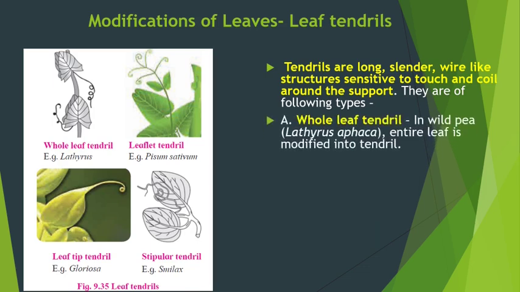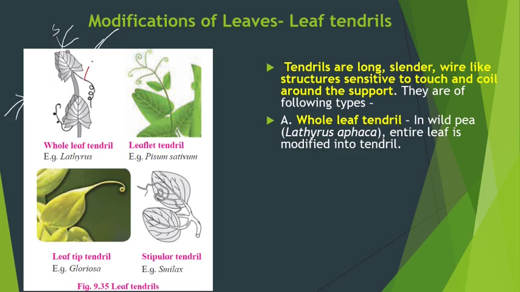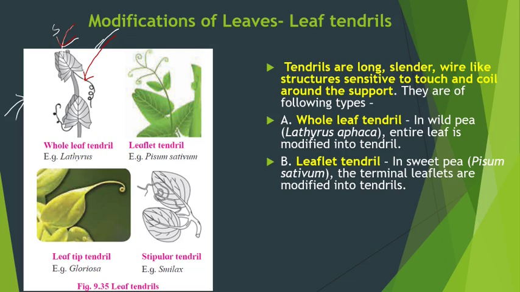There are different types of tendrils. Sometimes the whole leaf is modified to form a tendril, as in the case of wild pea. In this picture, you can see wild pea, Lathyrus. The entire leaf is modified to form a tendril, and the stipules are modified to form leaf-like structures. So these are the stipules, and this tendrilar part is actually the leaf, whereas the stipule is modified to form the leaf-like structure to carry out photosynthesis.